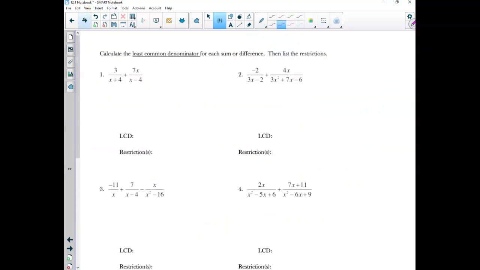So calculate the least common denominator for each sum or difference. Well, bottom line, I got to look and I got to try to factor everything, and each factor needs to be represented. So my least common denominator is going to be an x plus 4 times an x minus 4. That's my least common denominator. What are my restrictions? X cannot equal negative 4 or 4 because that's what makes my original function equal to 0 in the denominator.